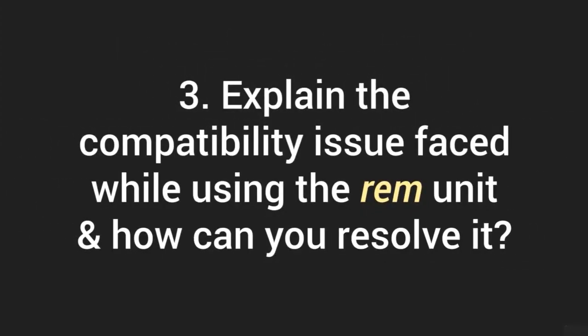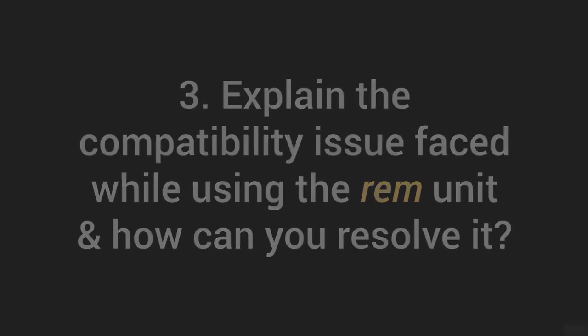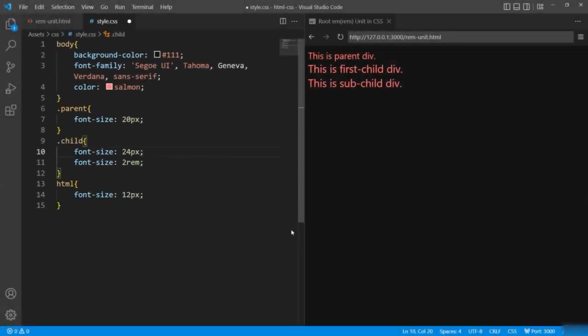The next question is explain the compatibility issue faced while using the rem unit and how can you resolve it. So I have just discussed in the bonus tip that certain browsers still face the compatibility issue with the rem unit. So to avoid that situation, we define the font size in pixel value first as a fallback and then again define the font size in rem. So when the browser fails to recognize the rem unit, it will consider the pixel value.